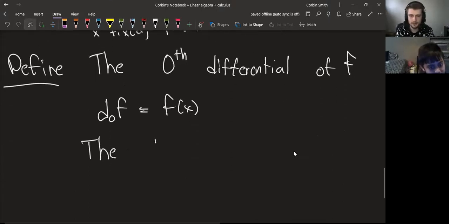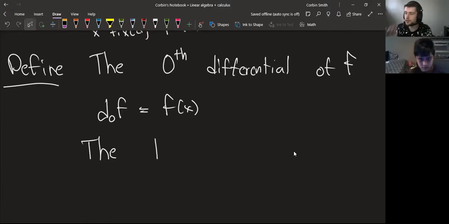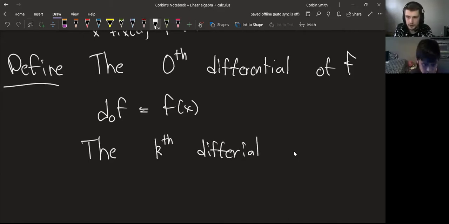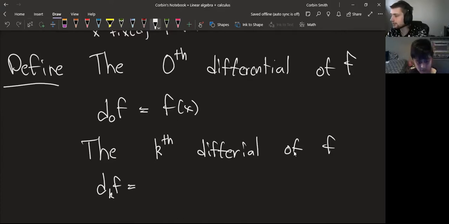Wait, what is d negative one then? Great question. You can think of that as an antiderivative, but that's skipping way into the future. For now, we're only going to focus on natural numbers. So the kth differential of f is... Mr. Corbin, do you think 0 is natural? Yes, I think 0 is natural because I want to have an identity element for addition. I want to be able to add something and nothing happens.